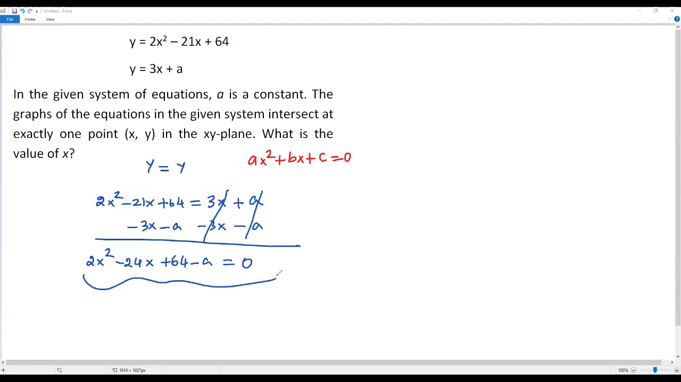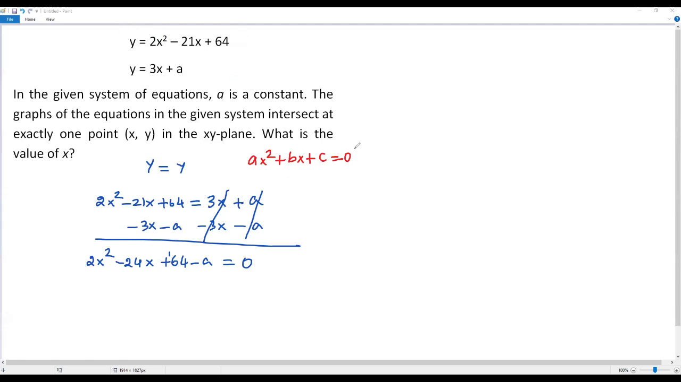Okay, now this is in the form of ax squared plus bx plus c. And I got this quadratic equation by solving the given system. Already the question says the graphs of the given two equations intersect at exactly one point. So the given system has only one solution. Since I got this quadratic equation by solving the given system, this quadratic equation must have only one solution because the given system has only one solution.